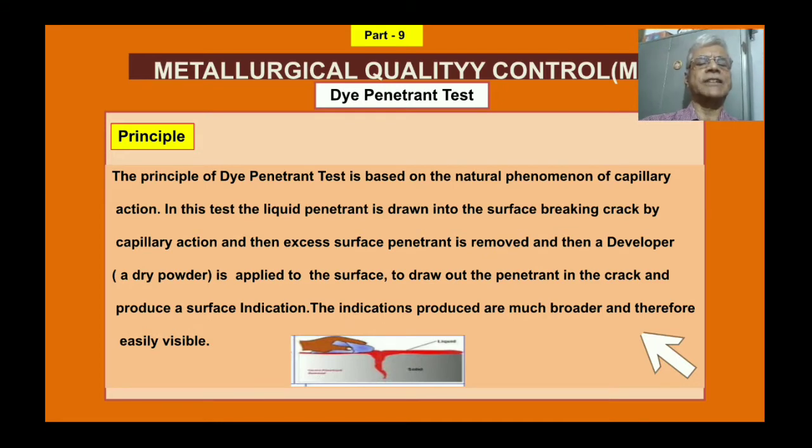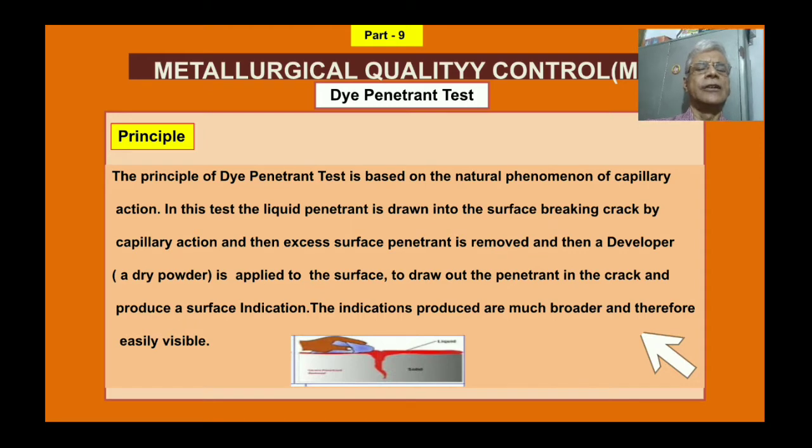What is this capillary action? If you put anything, water or something, on the glass, you must have seen that it gets spread. Similarly, here also we are using the dye penetrant which is of low viscosity but low surface tension, and this spreads into the surface.